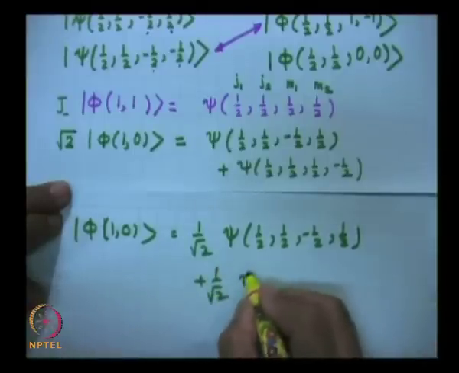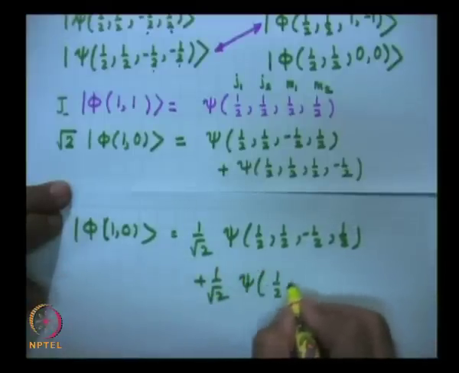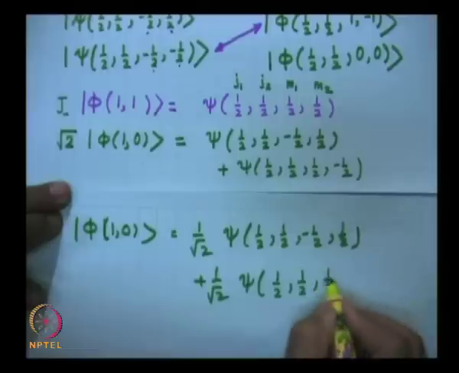We will continue from this point onwards in my next lecture. These coefficients are known as the Clebsch Gordon coefficients. So, we will continue from this point onwards in my next lecture.